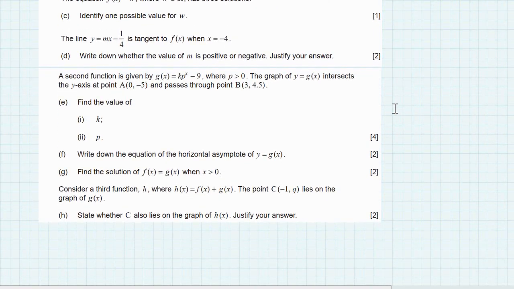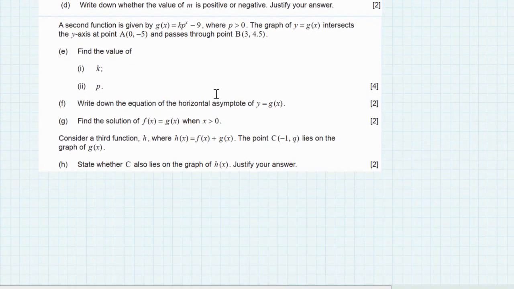Second function given by g(x) equals k p to the power of x minus 9, where p is more than 0. The graph intersects the y-axis at point A (0, negative 5) and passes through point B (3, 4.5). Find the value of k. I'll do it down here because this one needs a little bit of algebraic manipulation.